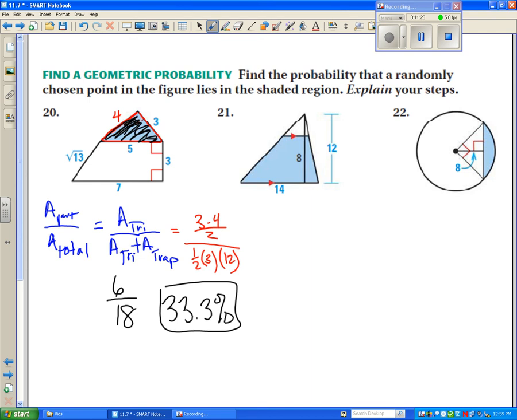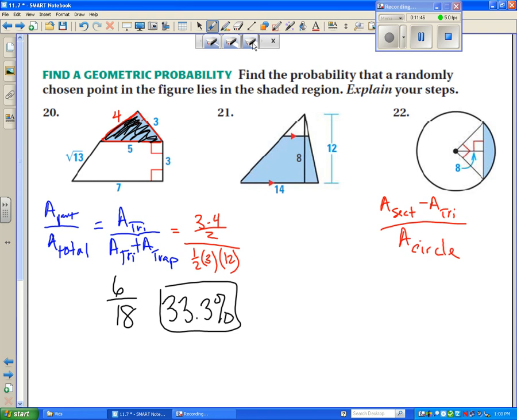Number 22, we're looking for the shaded region over the total. So that's just the part, which is, we'll just call it a piece for a second. Actually, let's go ahead and reason it out geometrically before we continue. So notice it's the area of the sector minus the area of the triangle that goes with that sector, divided by the area of the circle.